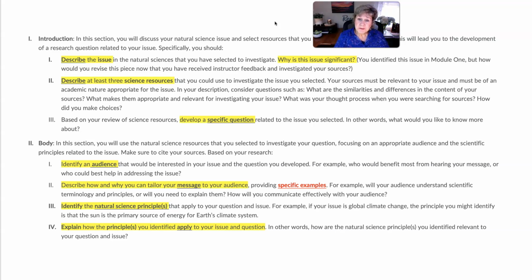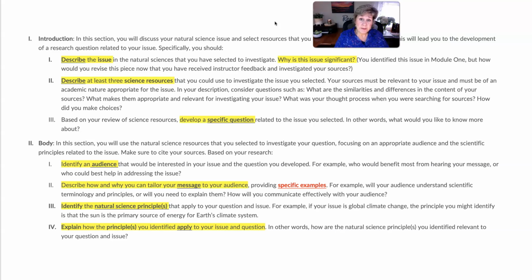You should have developed a specific topic. You recognize that. You've already done that. So this is what you've already done, the introduction. Now, in the body of this paper, you'll notice this is new stuff. Here you identify an audience, so tell me who you will be speaking to through your presentation. Think about who would benefit from learning about this particular topic, who would be interested in it. And then you're going to describe how you're going to tailor your presentation to that particular audience.